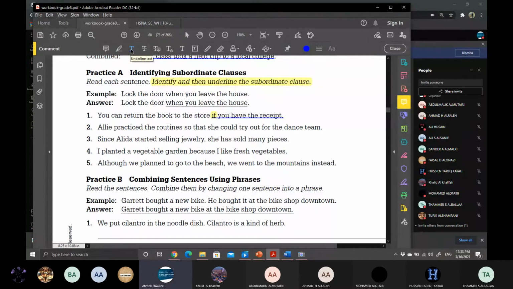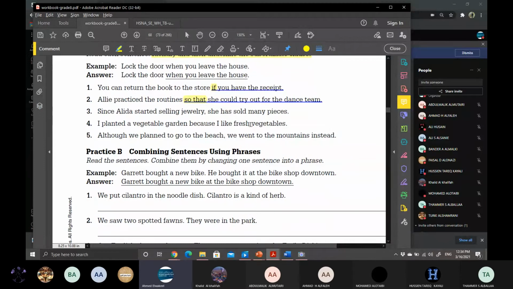Number 2: Ali practiced the routines so that she could try out for the dance team. Underline the subordinate clause: so that she could try out for the dance team. Identify the subordinating conjunction here, Hussein. It's "so." So alone? "So" alone is a coordinating conjunction that makes a compound sentence. Yet "so that" together is a subordinating conjunction that makes the complex sentence.